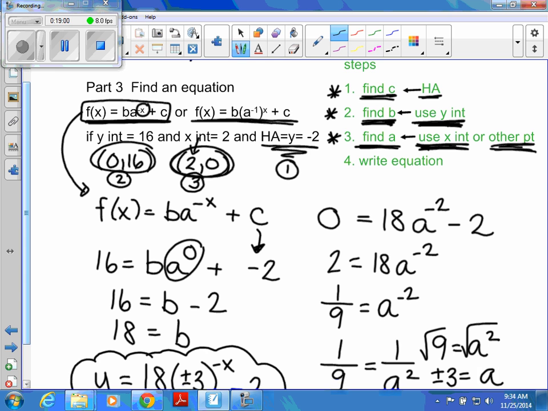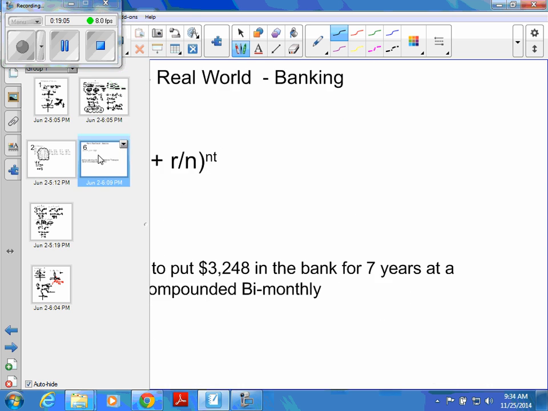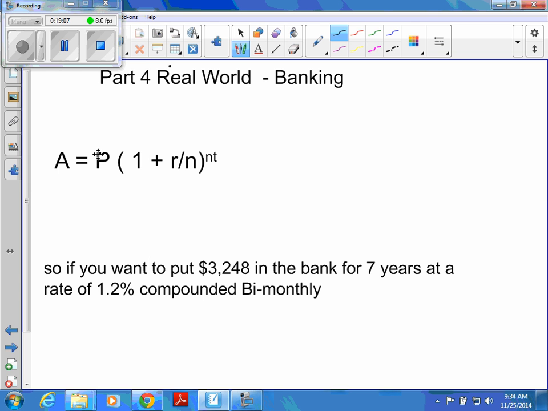Everybody got that? Hopefully. Okay, next screen, last screen is real world banking. Where do you find exponentials in the real world? You find exponentials in banking. A stands for the amount of money at the end.